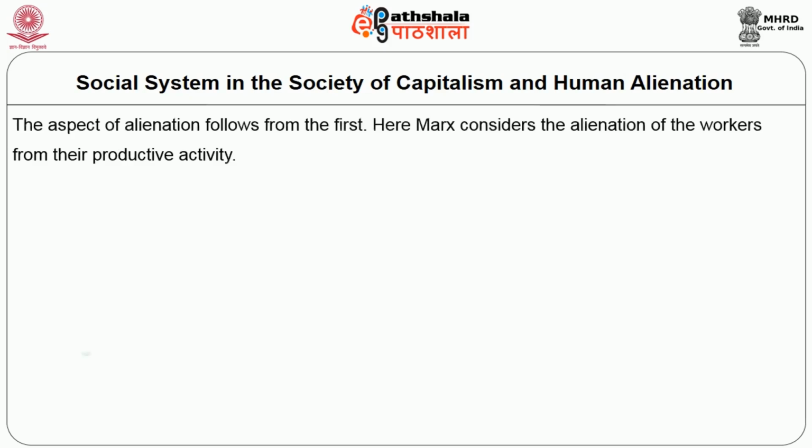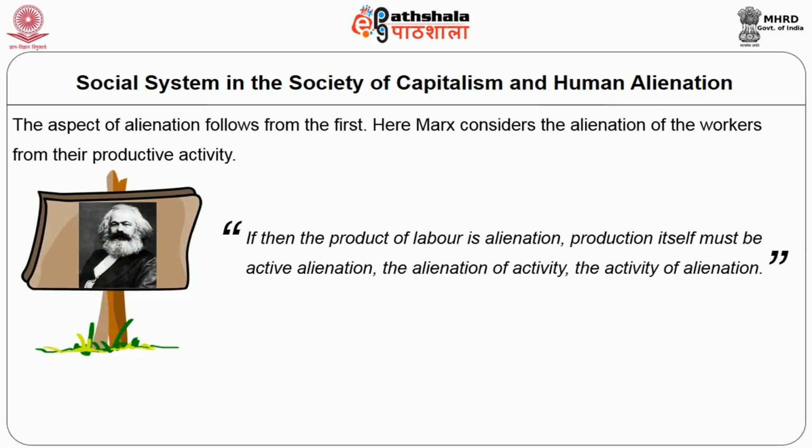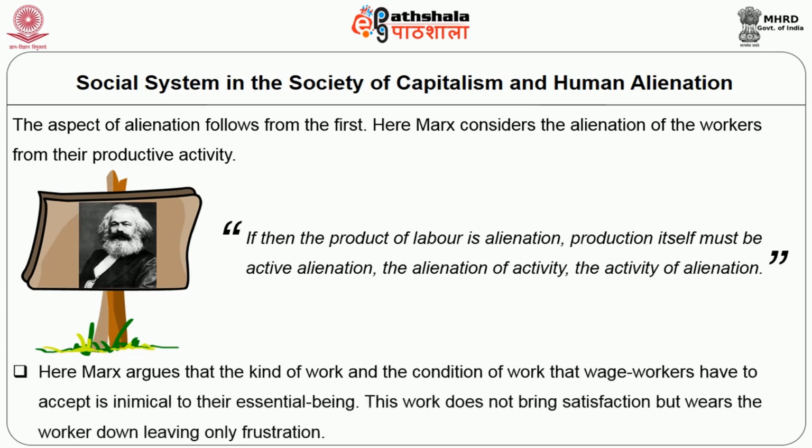The second aspect of alienation follows from the first. Here Marx considers the alienation of the workers from the productive activity. To quote, "If then the product of labor is alienation, production itself must be active alienation. The alienation of activity, the activity of alienation," unquote. Here Marx argues that the kind of work and condition of work that wage workers have to accept is inimical to their essential being. This does not bring satisfaction but wears the worker down, leaving only frustration.